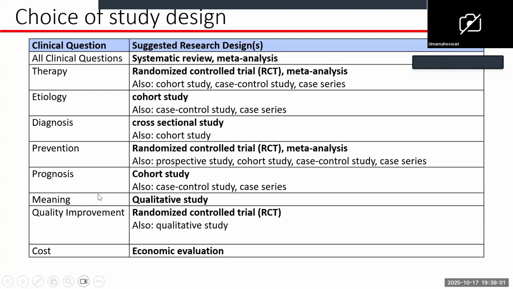And if you want to give meaning, values, of why the students suffer or why the patients suffer, or their perception, or you want to give some meaning to the feelings, you do a qualitative study. For any improvement, you can do an RCT, some intervention, and economic. So any study, all primary study designs you can choose.